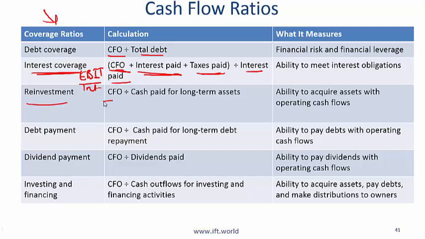The reinvestment ratio is the CFO divided by cash paid for long-term assets. Debt repayment ratio is CFO divided by cash paid for long-term debt repayment. Dividend payment is CFO divided by dividend payments. Investing and financing is CFO divided by cash outflow for investing and financing activity. Hopefully you can recognize the fact that most of these ratios are based on the name. So if you don't remember based on this slide, then on the exam, try to get a hint based on the name of the ratio.